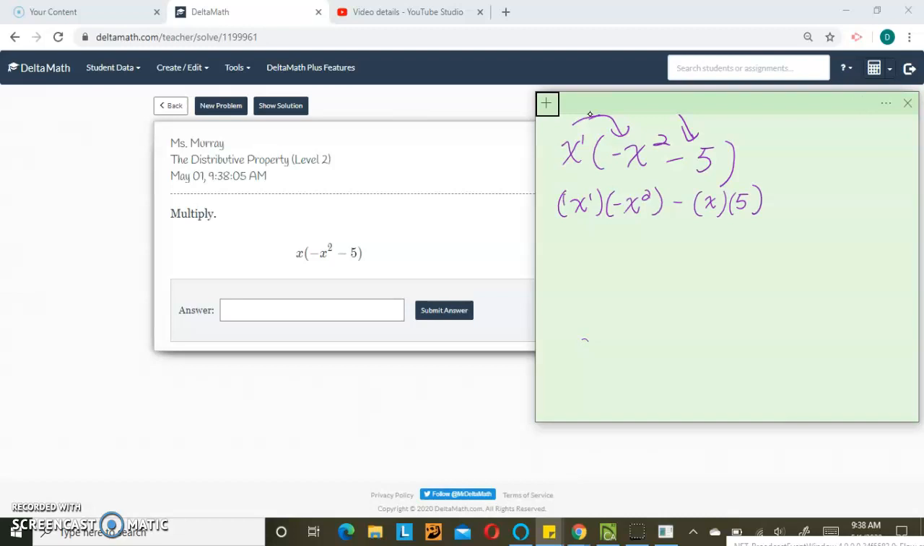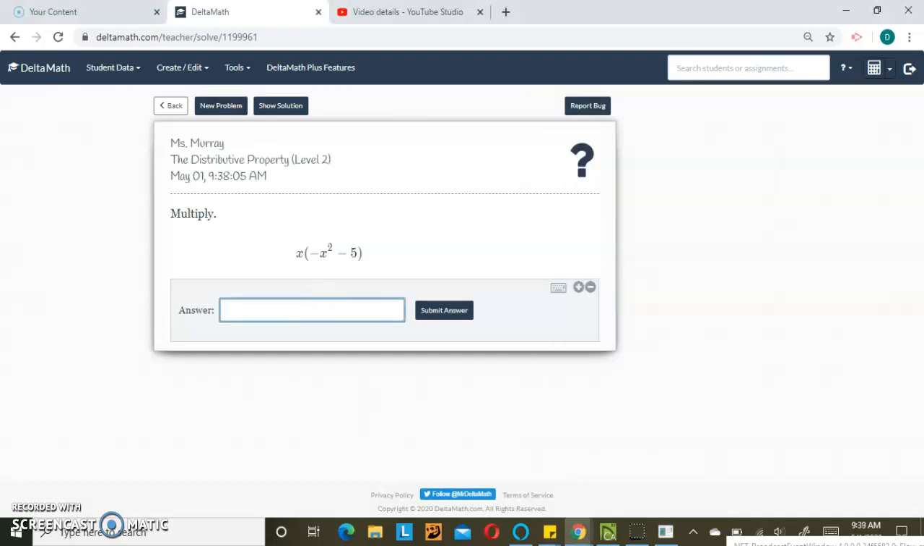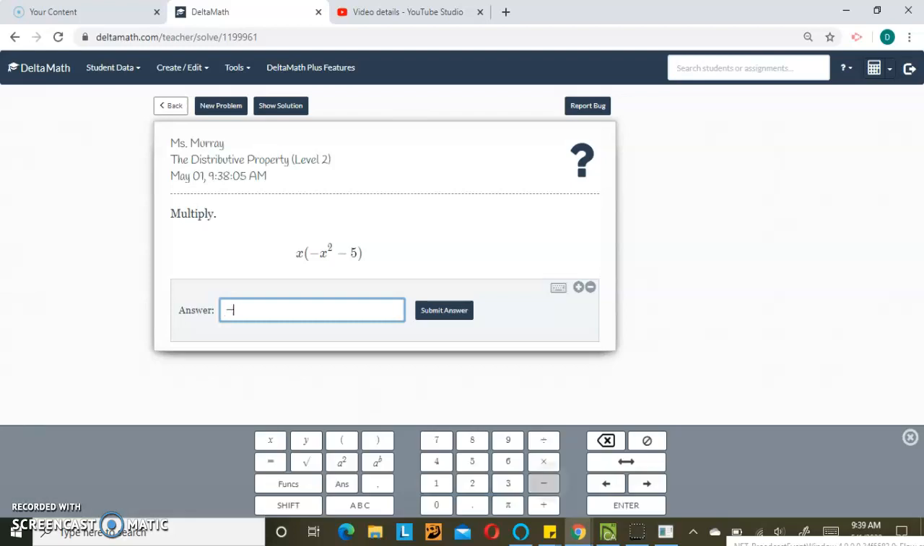So here there's really a positive one here and a negative one here. So 1 times negative 1 is negative 1. X to the first power times x squared, I keep my base the same and add my exponents. Minus, here I'm just going to put them together, 5x. So I have negative 1x to the third minus 5x. So you can write the negative 1, or you could just put the negative sign if you didn't want to. Either one would be correct.